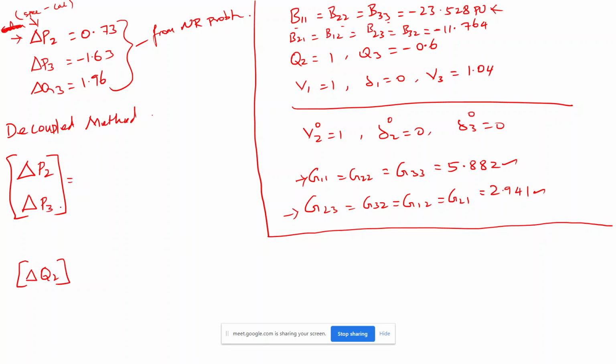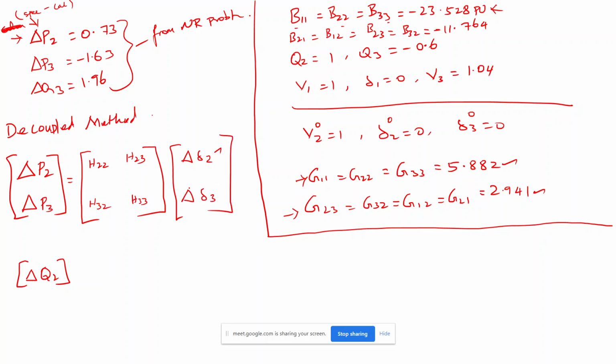If that is the case, then what is my decoupled method? I need to find out H22. Am I right? I need to find out H23, H32, and here it is H33. Is that correct? And here I need to find out delta 2, because this is my aim. I need to find out the change in delta, and this is nothing but to find out delta 3.